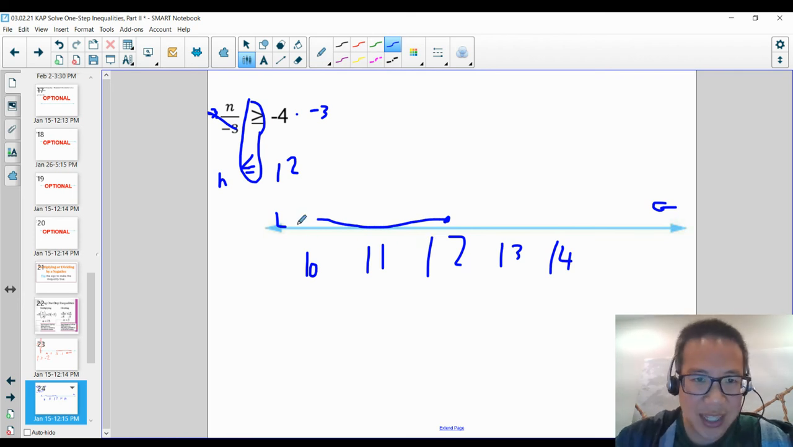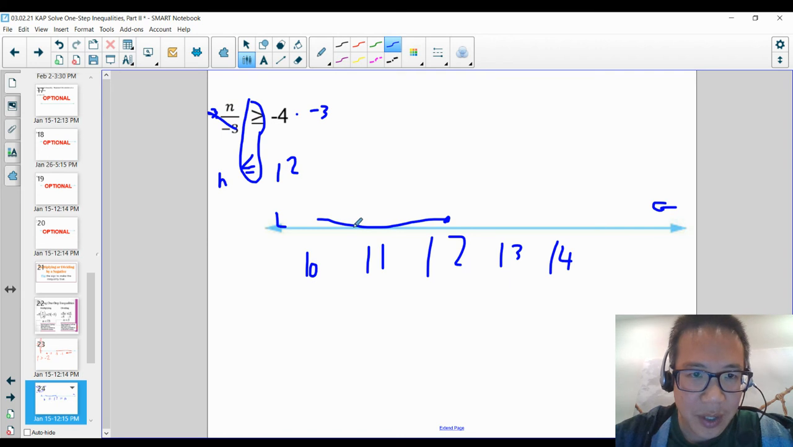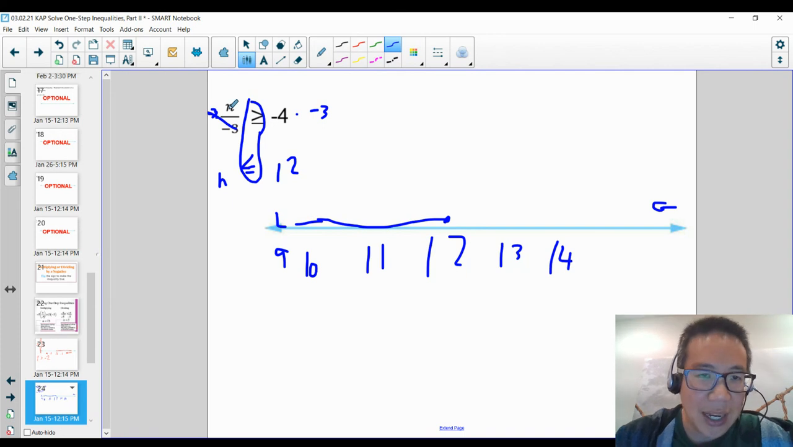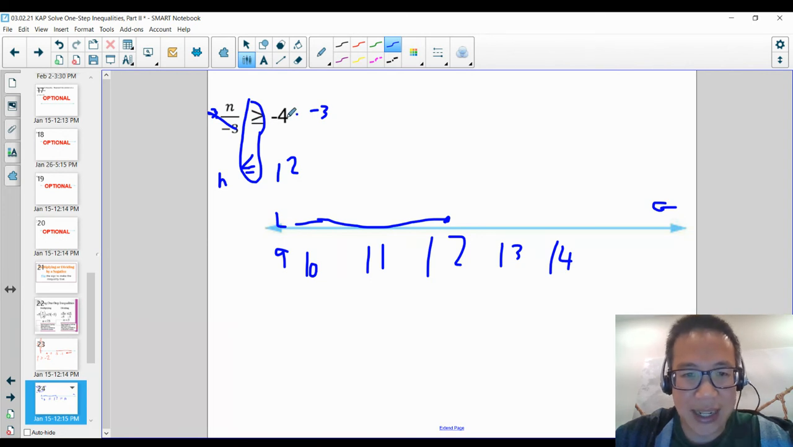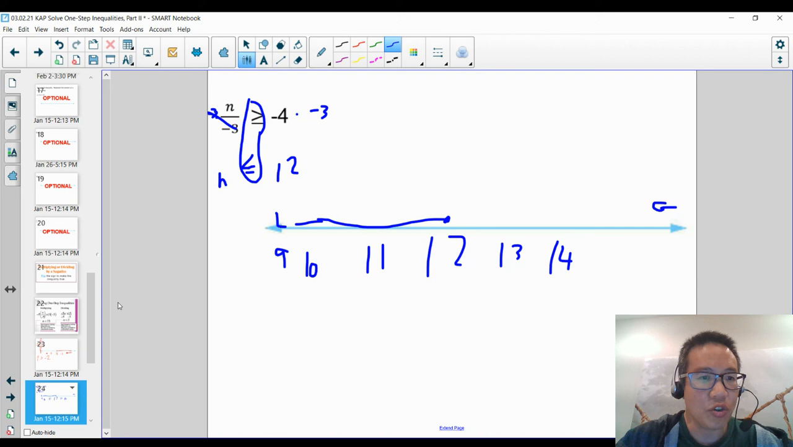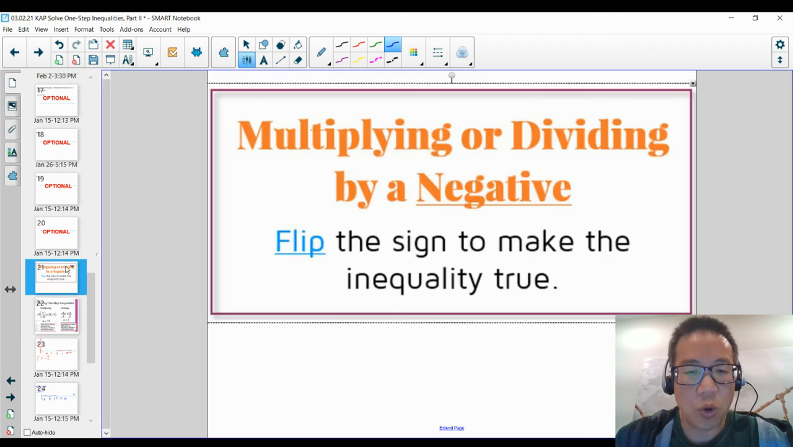So let's use 10 as our test point. Actually, let's use 9 as our test point. There's a reason why I chose 9, because it goes into negative 3. 9 divided by negative 3 is negative 3. Is negative 3 greater than or equal to negative 4? Yes, it's true. So the main thing is, do not forget to flip the inequality sign when you're multiplying or dividing by a negative number.